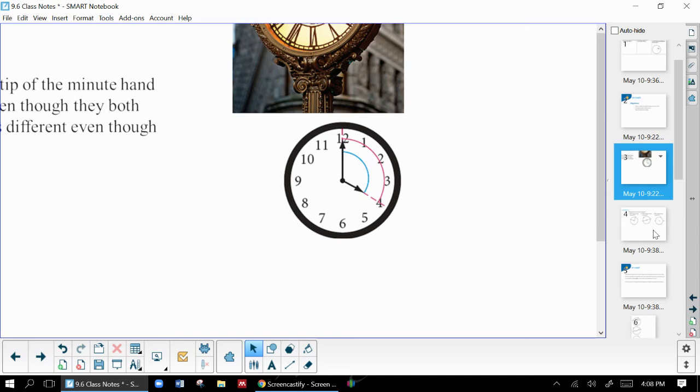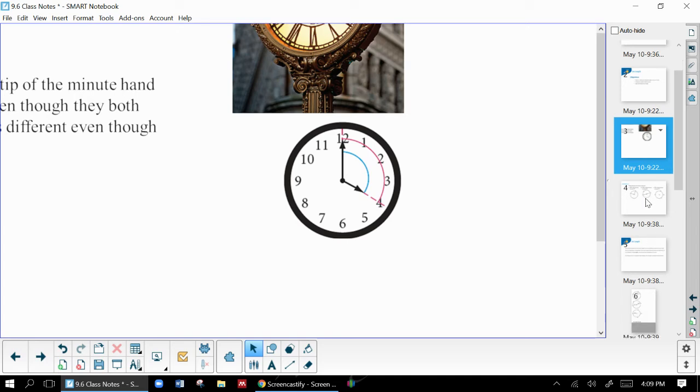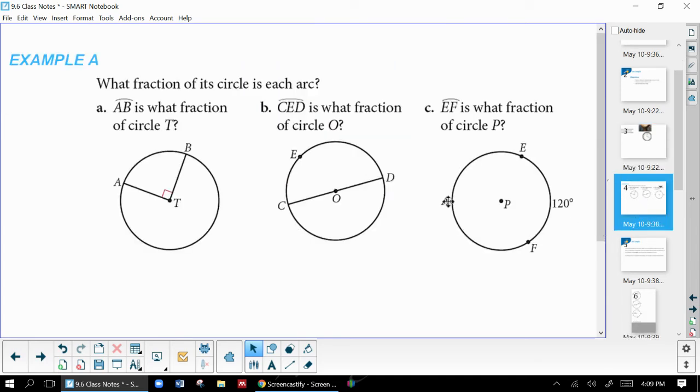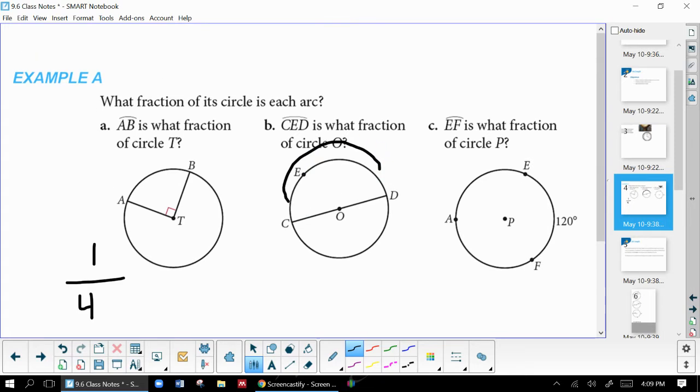So when we're looking at finding the arc length, the biggest thing to consider is that all we're really doing is taking a fraction of the whole circle. So if I look at this circle, the arc AB is just going to be 1/4 of the whole thing. You probably can look at that just by looking at it and see that that's the case. If I look at something like CED, well, pretty clearly that's a half of the circle.